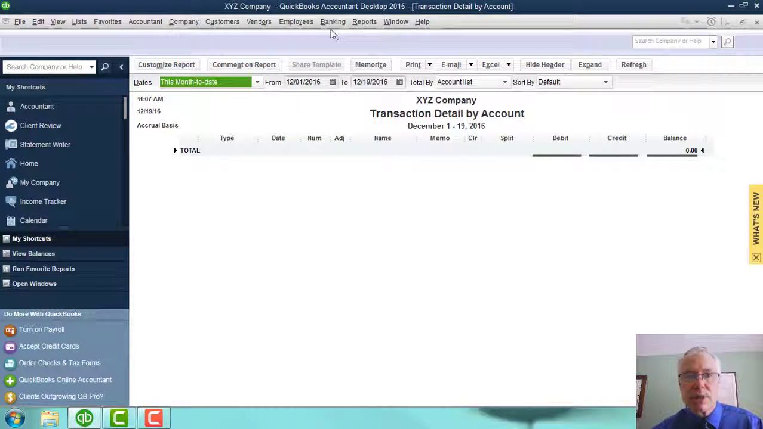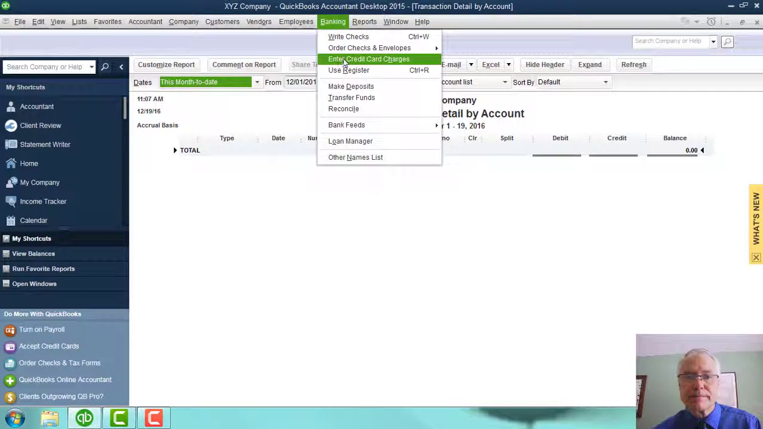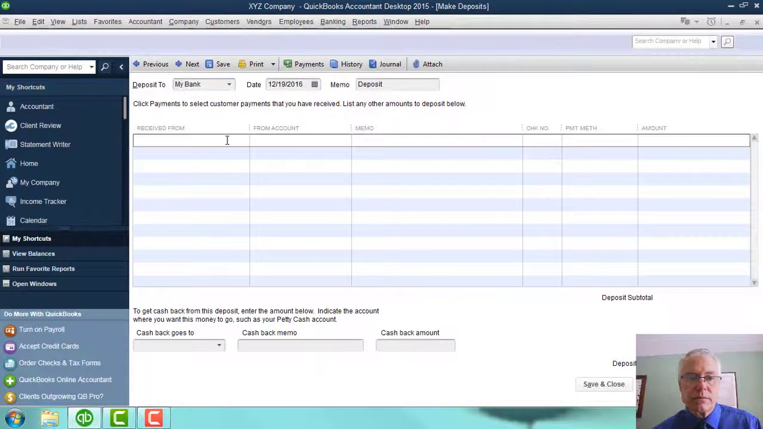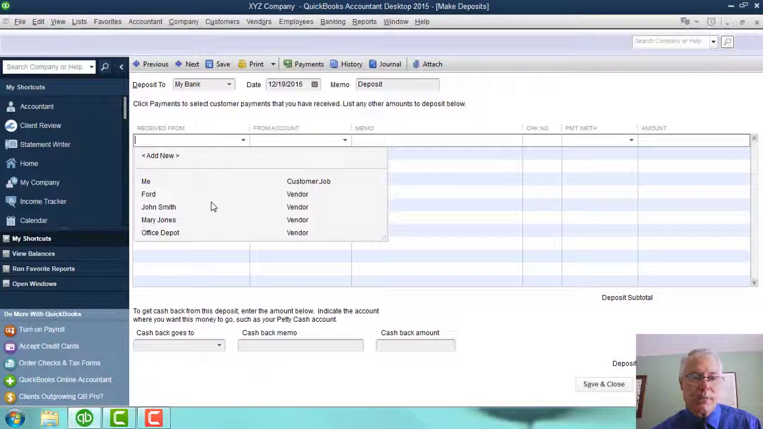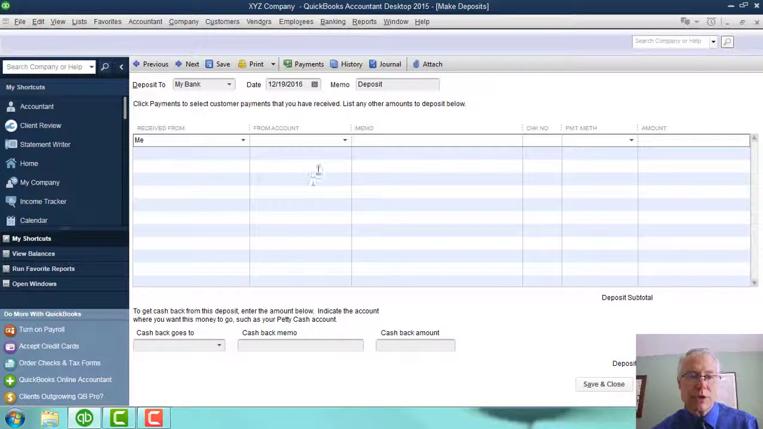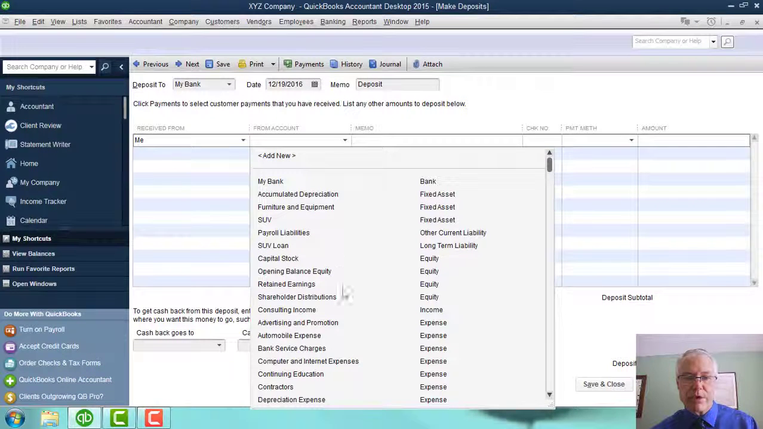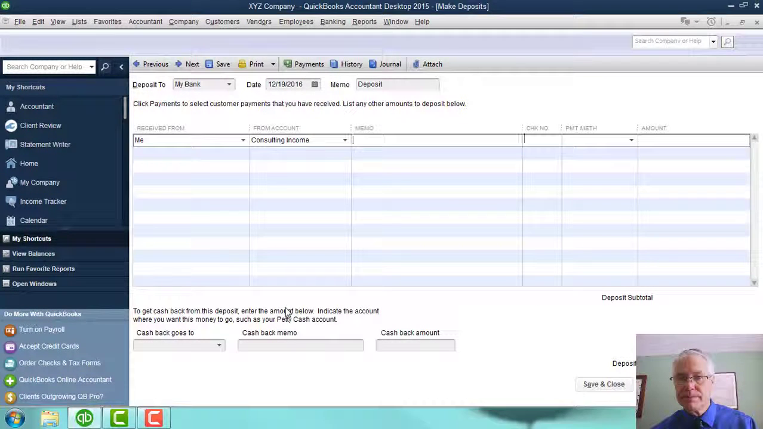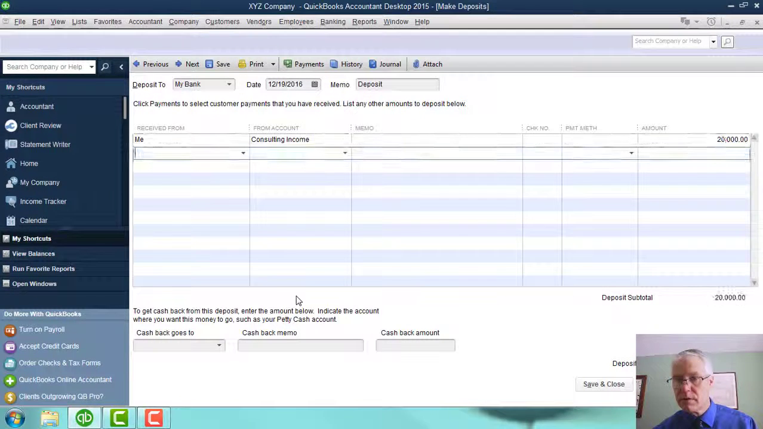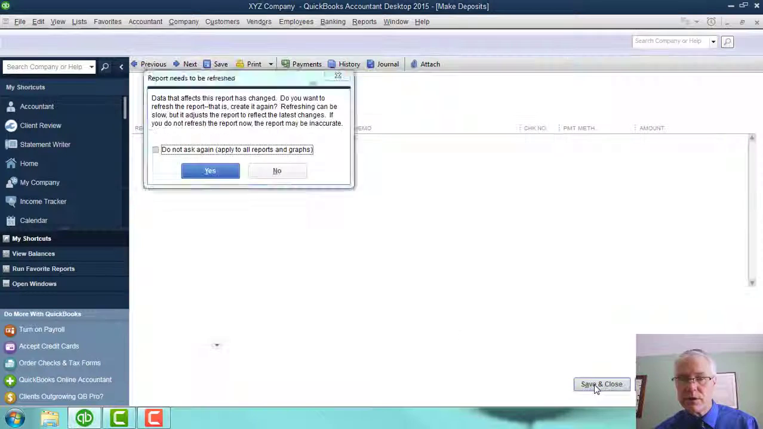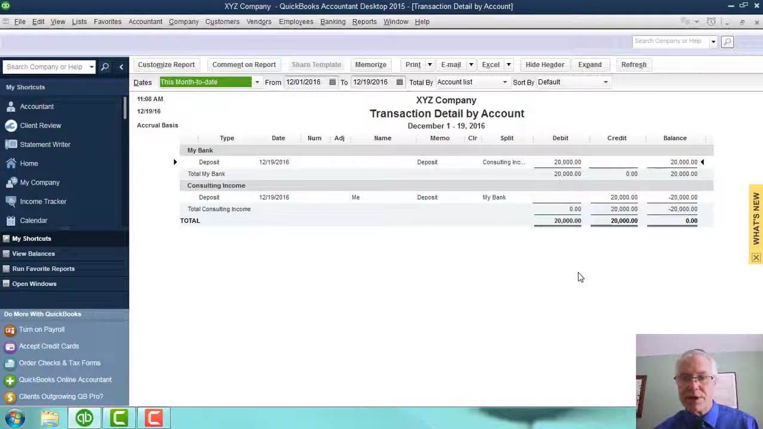All right, so the first thing we're going to do is record a sale. We're going to make a deposit, and we received it from our customer, which is me. It's going to hit the revenue account, consulting income, and it's $20,000. So what's happening here is you've got $20,000 going into your bank and $20,000 in revenue. So you have two transactions here.